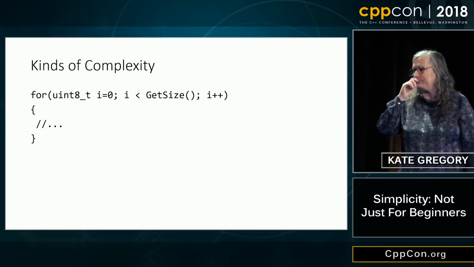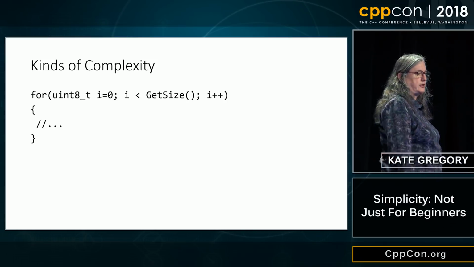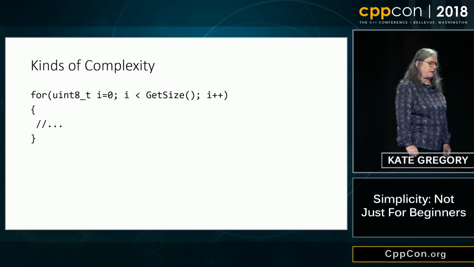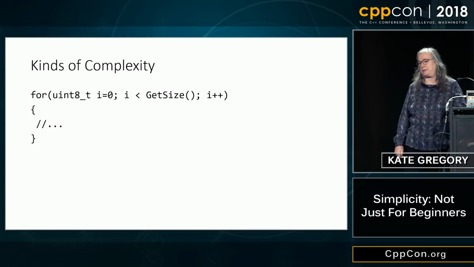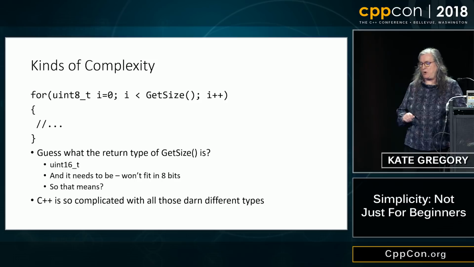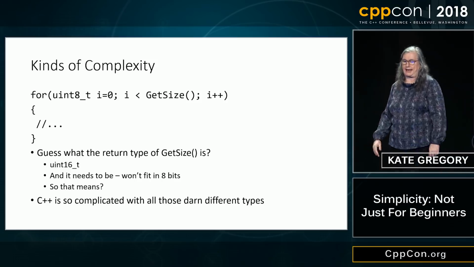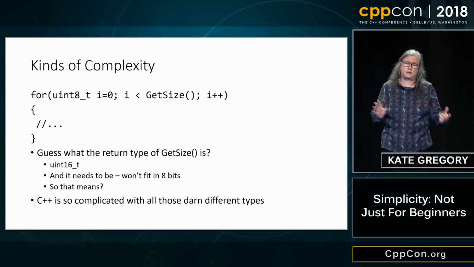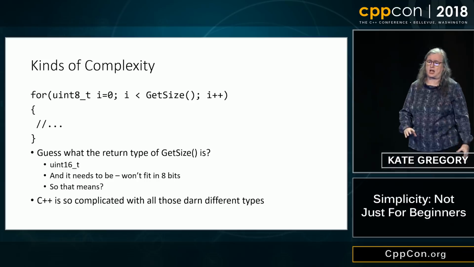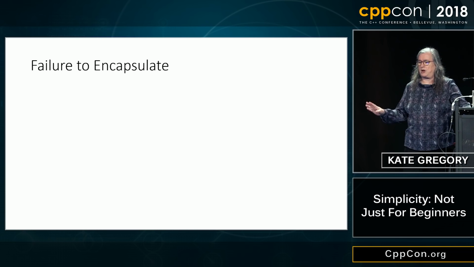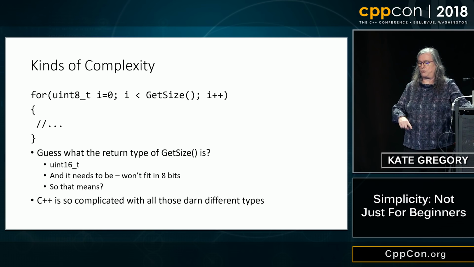Here's an example someone gave me. Obviously written by a very smart person because it's using a special integer type, so they must be very clever. Unfortunately, getSize returns a different special integer type that's 16 bits long. So some people, when they see this, say, wow, C++, it's so complicated. You have all these different integer types. I have to keep track of which ones are 8 bits and which ones are 16 bits and which ones are signed and which ones are unsigned. I want some Play-Doh now. I don't want all this complexity. And I'm like, that's not the problem, man. The problem in this code was that i and getSize have nothing to do with each other.